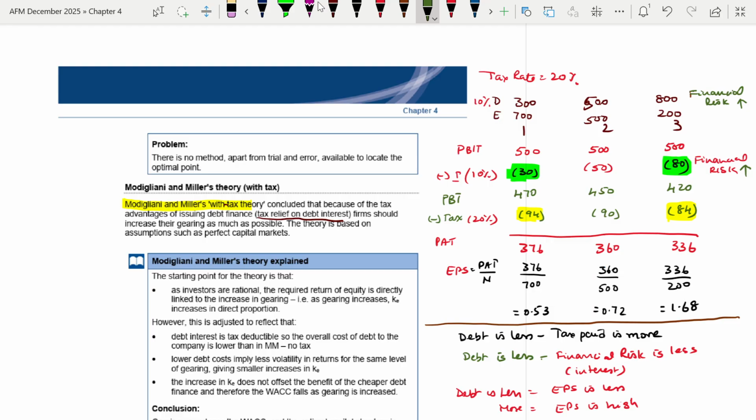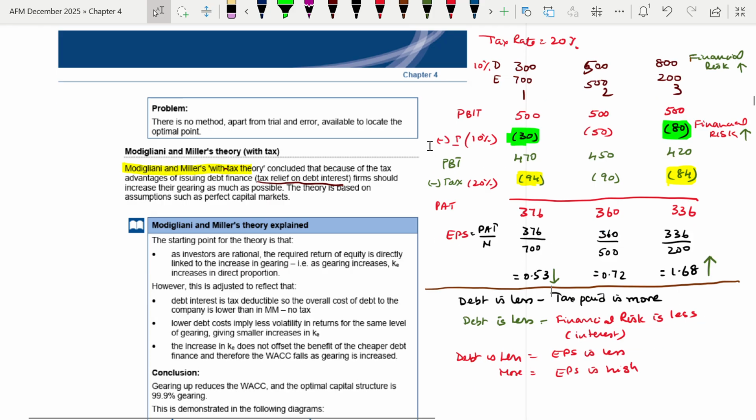Now, you are investing how much? As equity, you are investing 200. You are investing less, so your EPS is very, very high. Why do companies go for gearing? Why do companies borrow loans? There is a logical reason. If you are borrowing more, your EPS will increase. If you are not borrowing more, your EPS will be less.